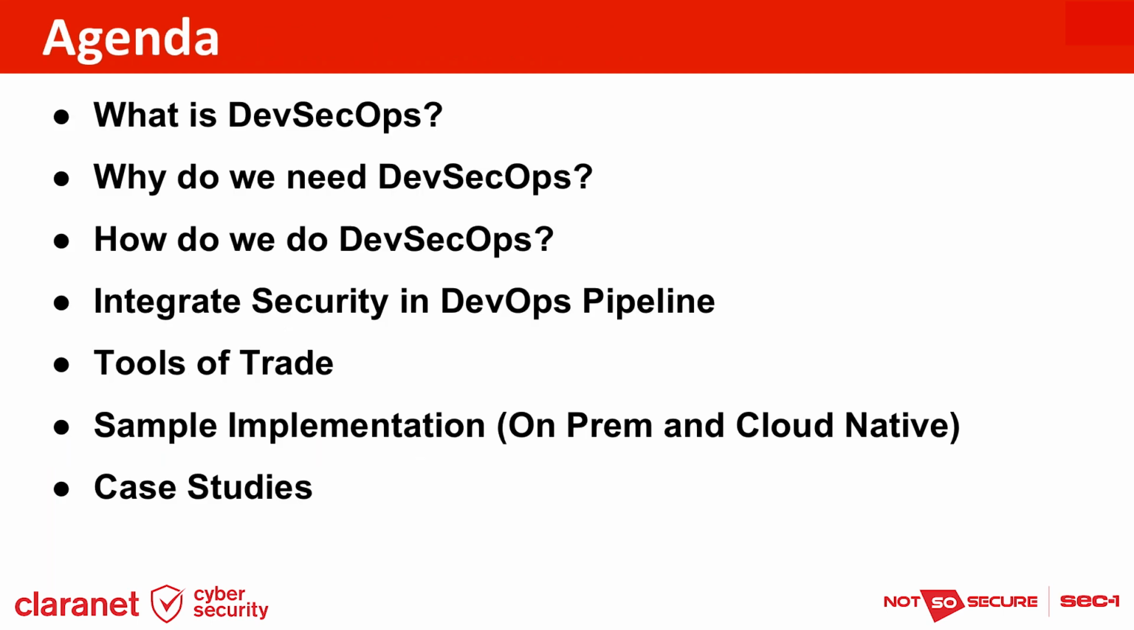Now, quickly transitioning to the topic at hand, the agenda that we are going to cover today is what is DevSecOps, why do we need DevSecOps, how do we go about doing DevSecOps, how to integrate security in the DevOps pipeline, and what kind of tools we are looking at. We've got some sample implementations, so we'll talk about those, both on-prem and cloud native. And then there are some case studies that we are going to briefly touch base on.